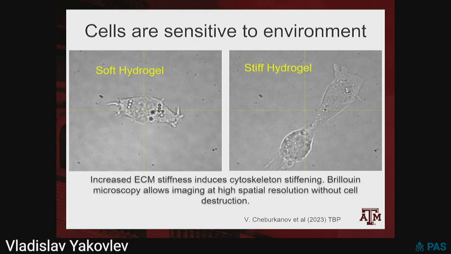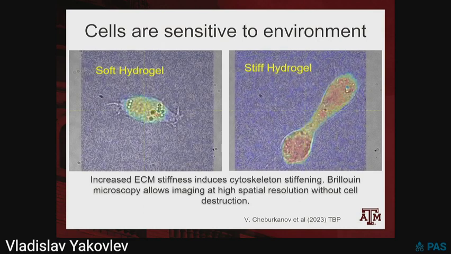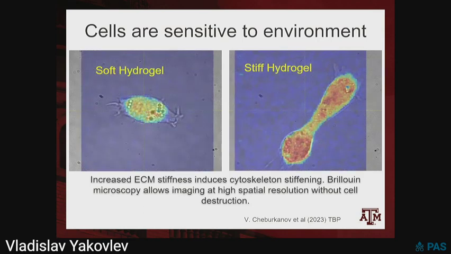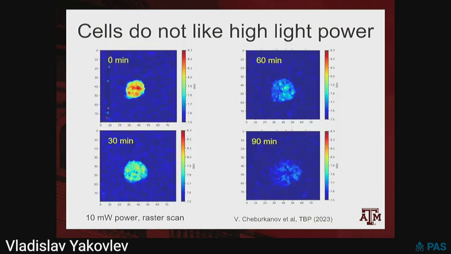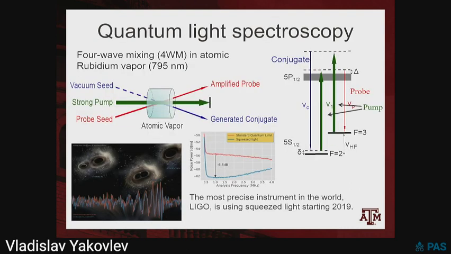So this is the cells in soft and stiff environments. We turn these into Brillouin light contrast, and you immediately see the cells in a stiff environment get stiffer, so red color means they're stiff. Unfortunately, cells don't like high power. 10 milliwatts of power is enough to kill those cells, and we can monitor this by looking at viscoelastic properties as well.